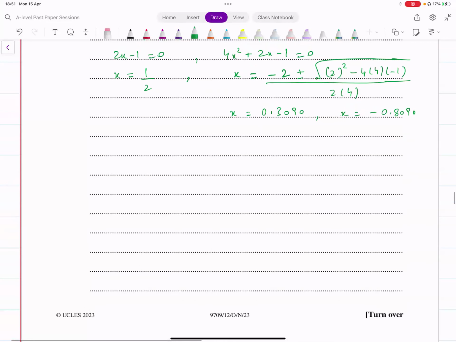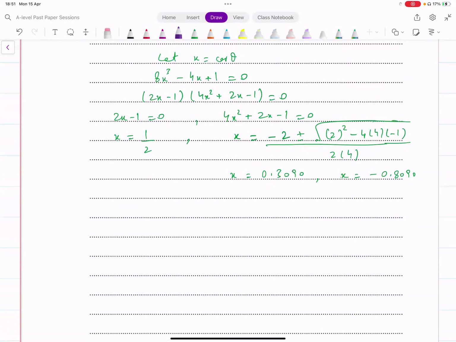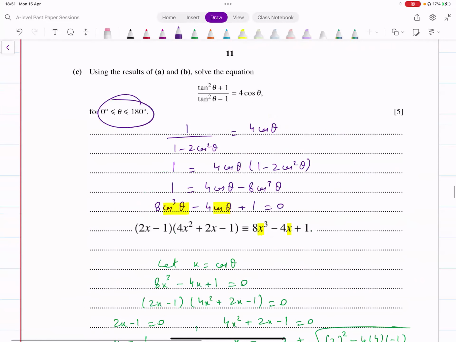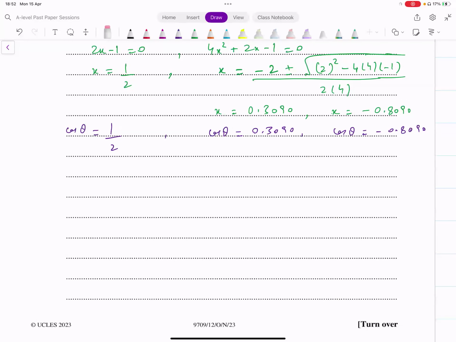And now we were not looking for values of x. We were looking for values of theta. So now we put that substitution back. We say either cos theta equals 1/2 or cos theta equals 0.3090 or cos theta equals minus 0.8090. Now the interval that we're given is from 0 to 180. Now keep that in mind. Interval is from 0 to 180.